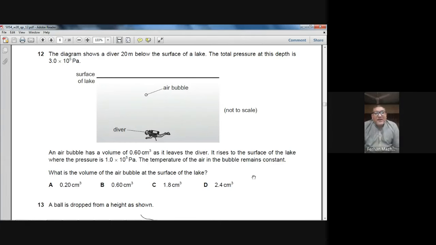The temperature remains constant, so P1 V1 equals P2 V2. I am applying this law because inside the bubble we have air, a gas, so it obeys this law. P1 V1 equals P2 V2 when the temperature is kept constant. I have the value of P1, that is 3 × 10^5. I have the volume V1, that is 0.6 cm³. And I have the value of P2, that is 1 × 10^5 Pascal. But I want to find out the volume, V2. Very simple question.